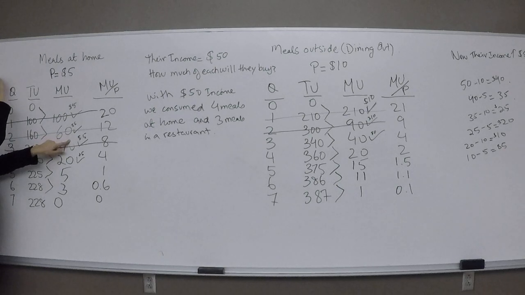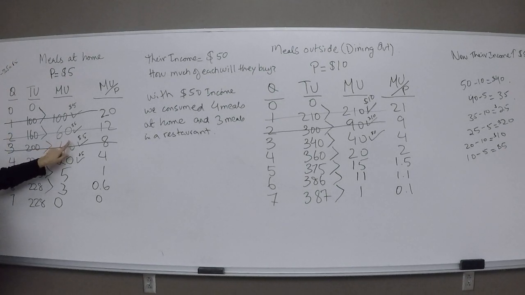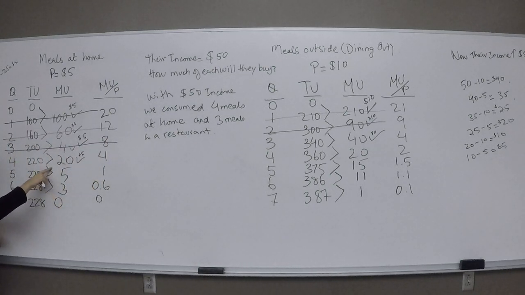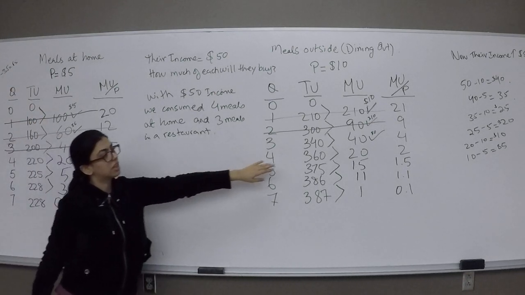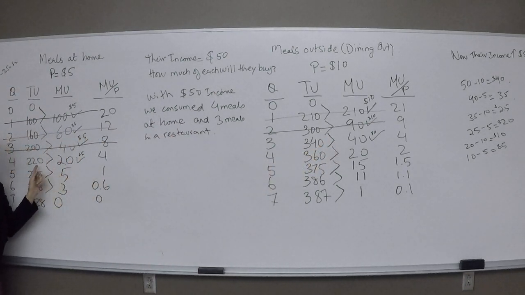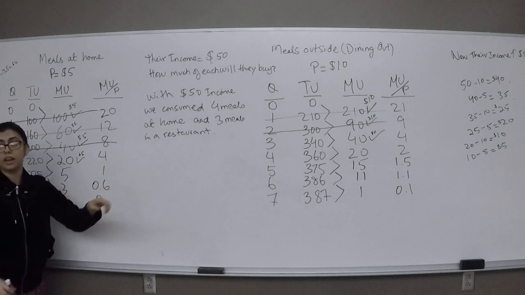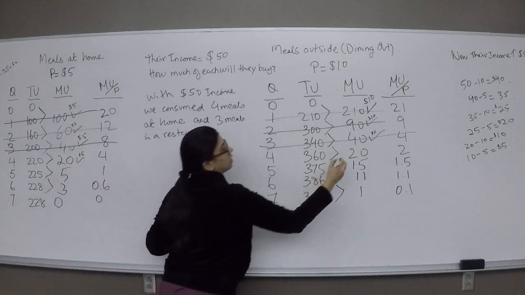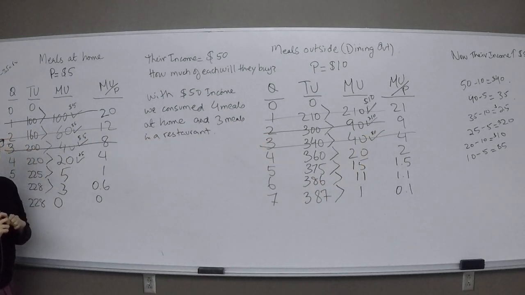So 50 minus 35 is how much? 15. You still have $15 left. So for the next meal, it's 40 noodles or 20 noodles. Are you gonna consume outside or at home? Your next meal outside is giving you 40 noodles, and at home is giving you 20 noodles. You're gonna eat outside, right? So that's another $10. Now you have $5 left.